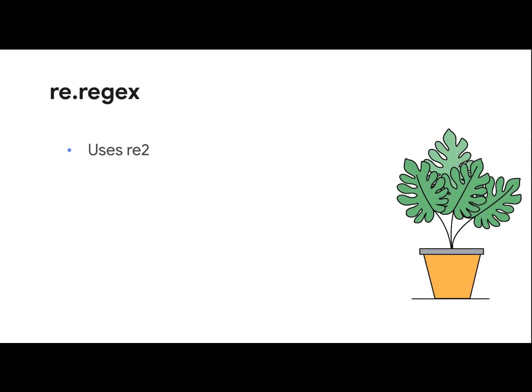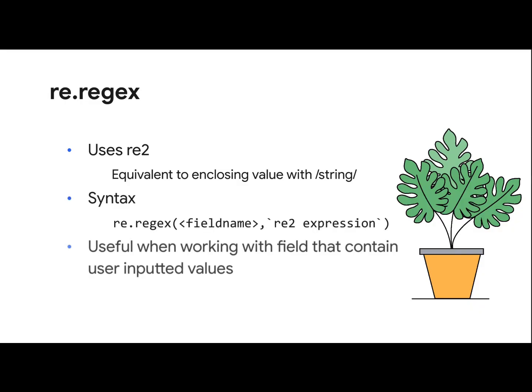The function re.regex uses re2 and is equivalent to enclosing a string in forward slashes. In fact, we introduced this concept early in our video series, but now we are going to revisit its functional equivalent. The syntax for this function is re.regex followed by the field we are looking within and the re2 expression that we are matching on. The re2 expression will be enclosed in backticks.